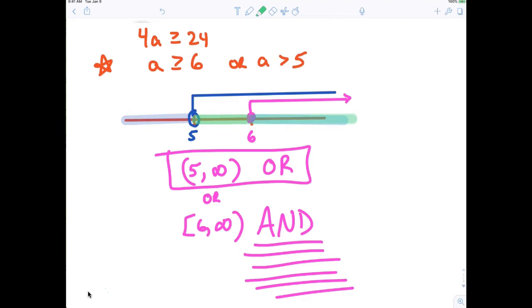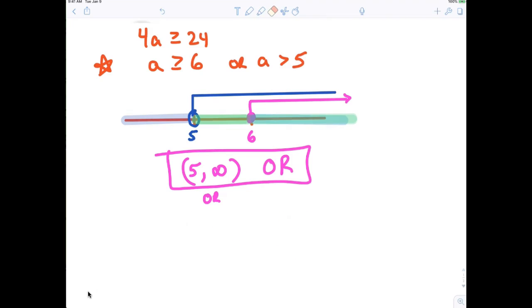Listen carefully. Go. Yes. Because these points over here, listen to me now, these points over here are also greater than 5. They don't have to be. The reason they don't have to be, listen to what I'm saying, is because it's a what? It's an or statement. Remember, an or statement means it can be true for one or the other or both.